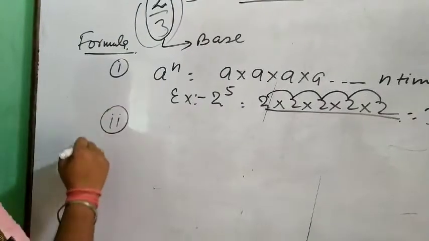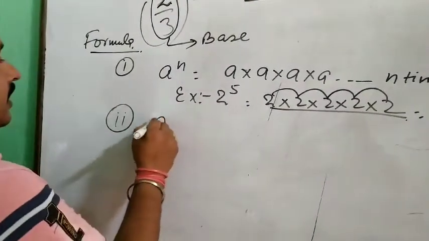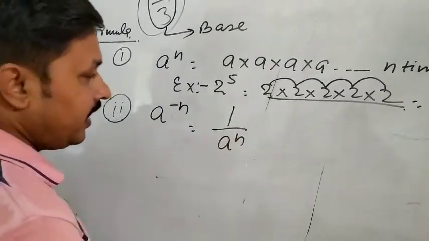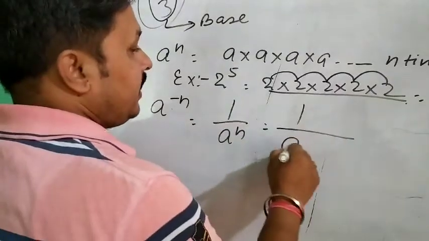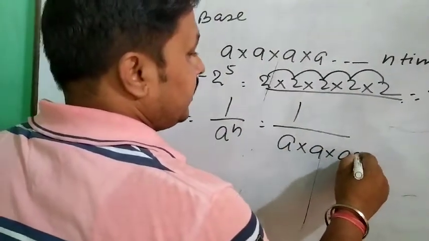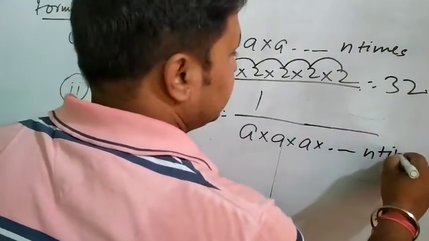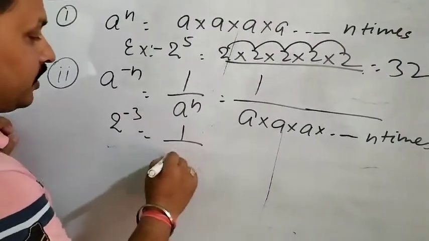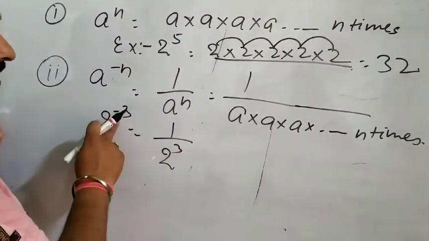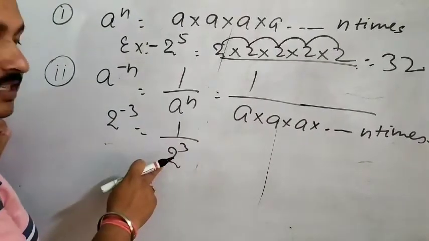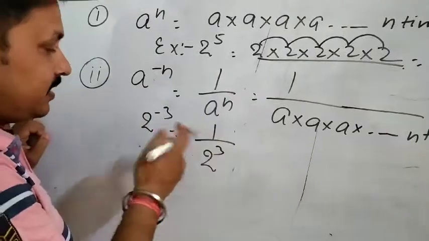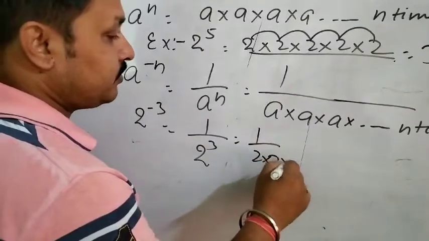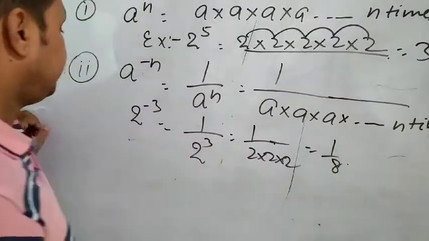Your next is a to the power minus n. That means 1 by a to the power n, that means 1 by a into a into a and so on, n times. For example, 2 to the power minus 3 means 1 by 2 to the power 3. When power is negative, the base becomes reciprocal, that means reverse it. So 1 by 2 to the power 3 means 1 by 2 into 2 into 2, that means 1 by 8.